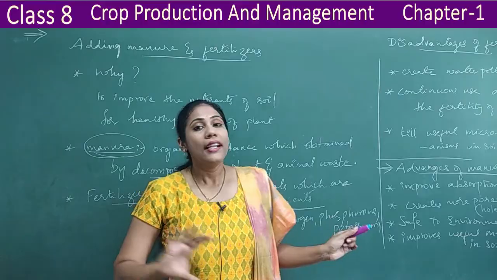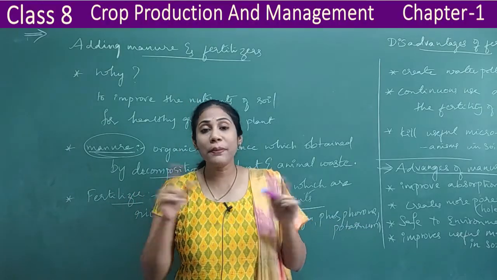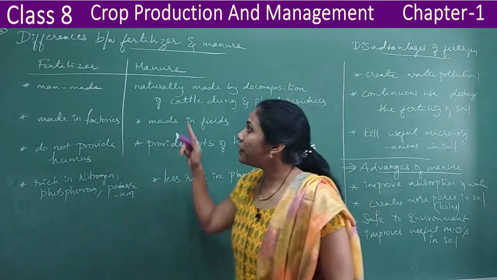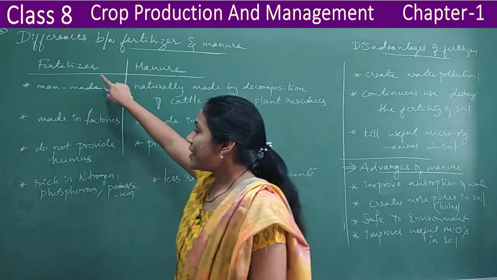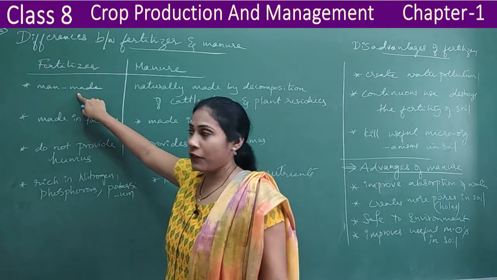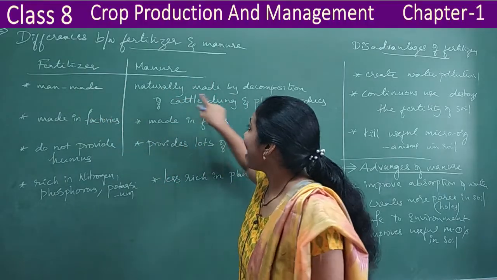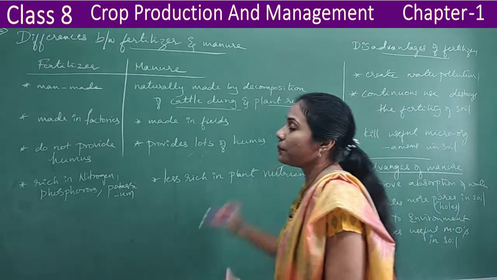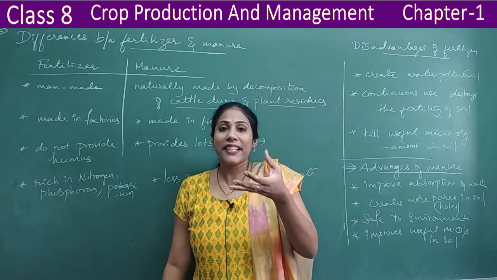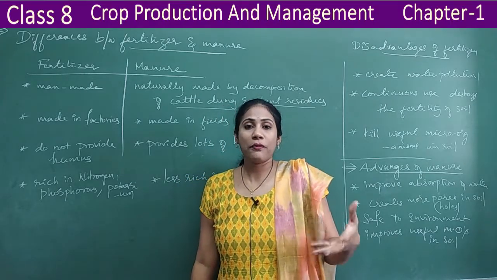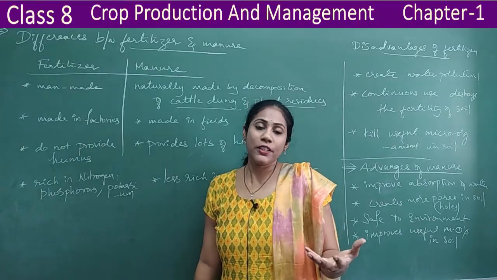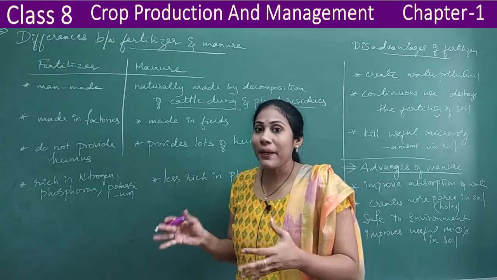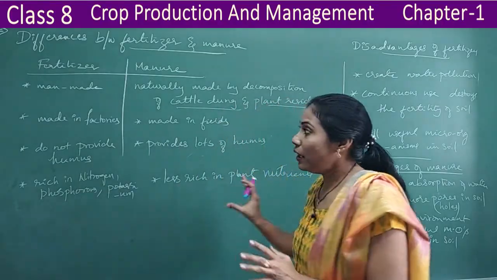Now let me give a list of differences between fertilizer and manure. See guys, here are a few differences. As I said, fertilizer is man-made, artificially made, whereas manure is naturally made by decomposition of cattle dung and plant residues. What do you mean by cattle dung? It is the waste excreta of cows, buffaloes, etc. And plant residues are the fallen leaves and the dead plants, right? All of them. So it is made by the decomposition of plant and animal waste.